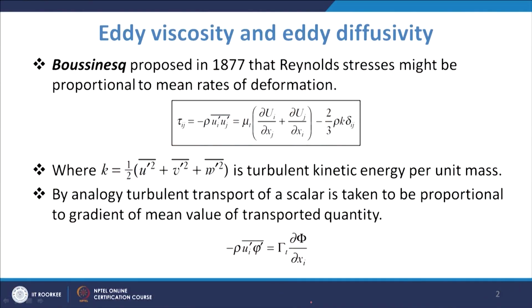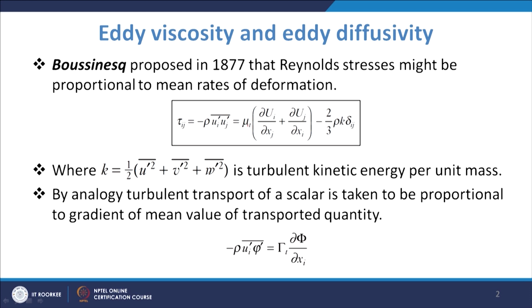So, in that case, we are taking this term, tau t, minus rho of u i prime and phi prime. Its average value will be equal to tau t times the derivative of phi, the mean value, with respect to x i. Basically, this term is known as the turbulent or eddy diffusivity. It is analogous to the term mu t.